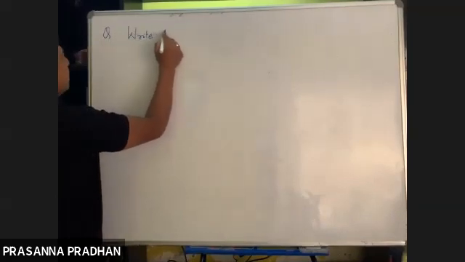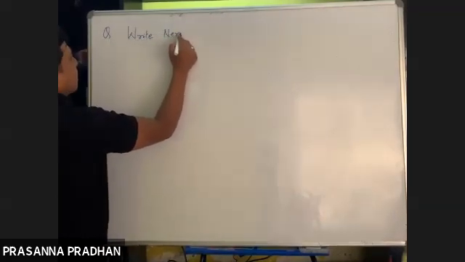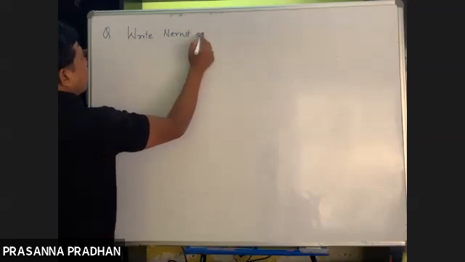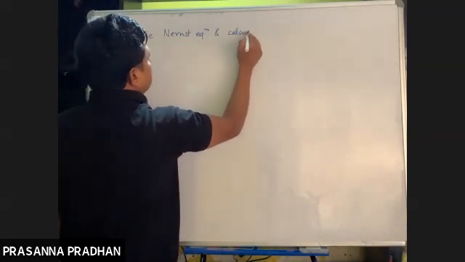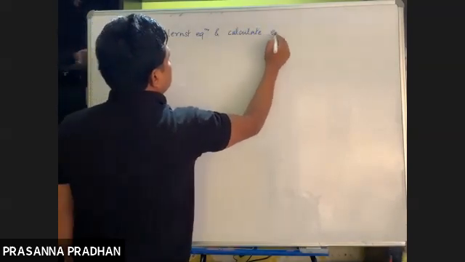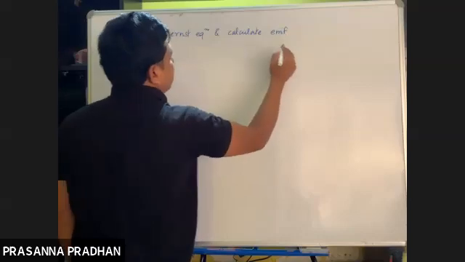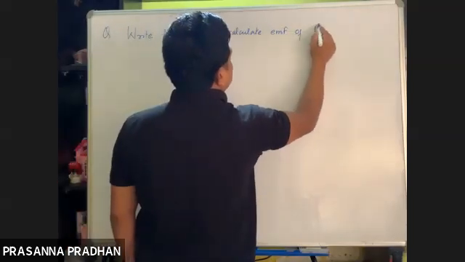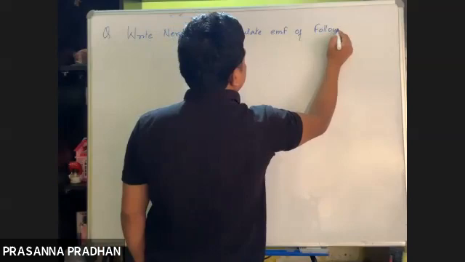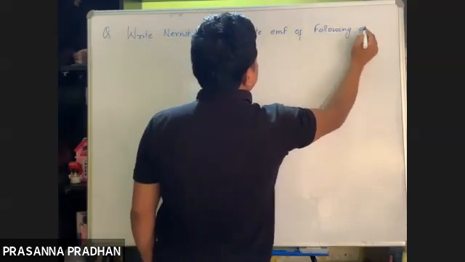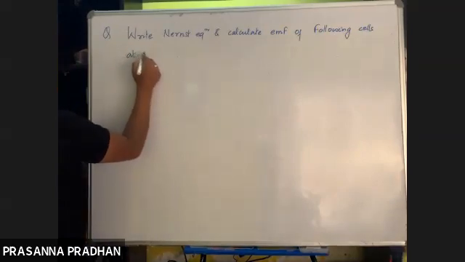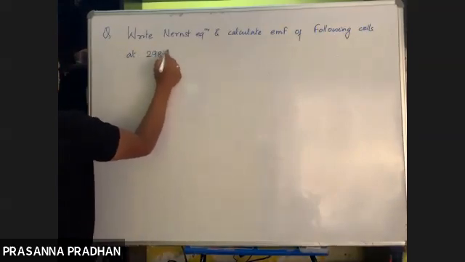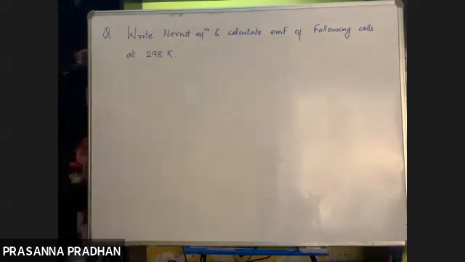Write the Nernst equation and calculate the EMF of the following cells at 298 Kelvin.